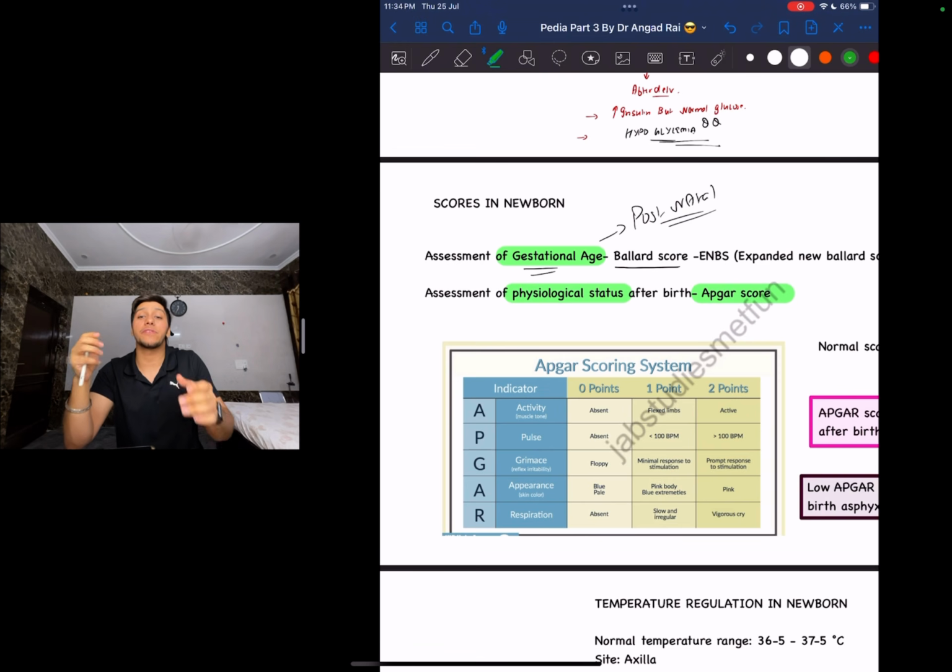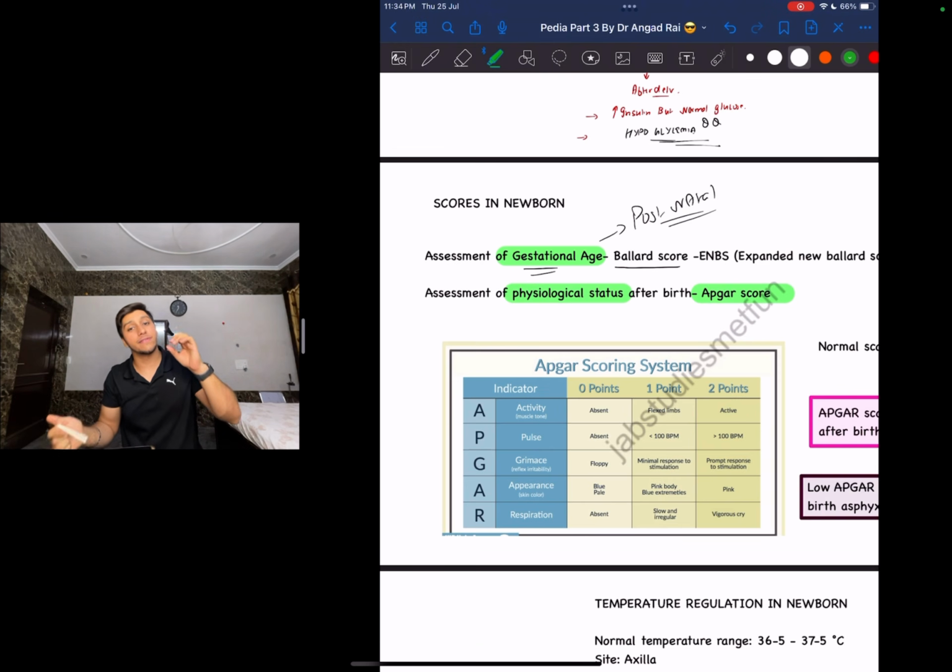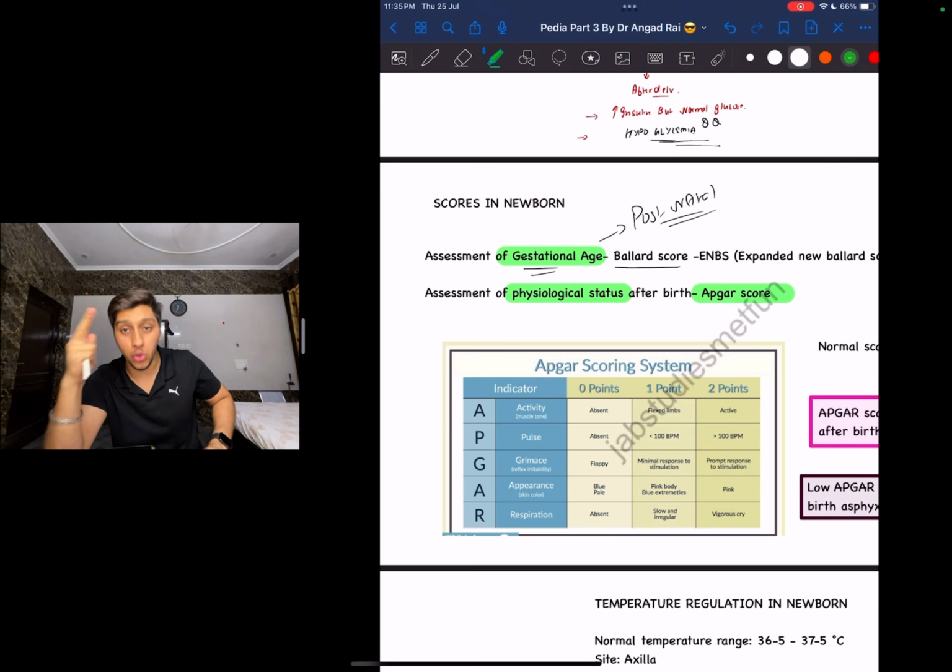Okay, APGAR, A now will be activity. Now activity, if the patient is completely flaccid, you'll give 0. If there is some flexion, you will give 1. And if there is good flexion and extension, you will give 2.